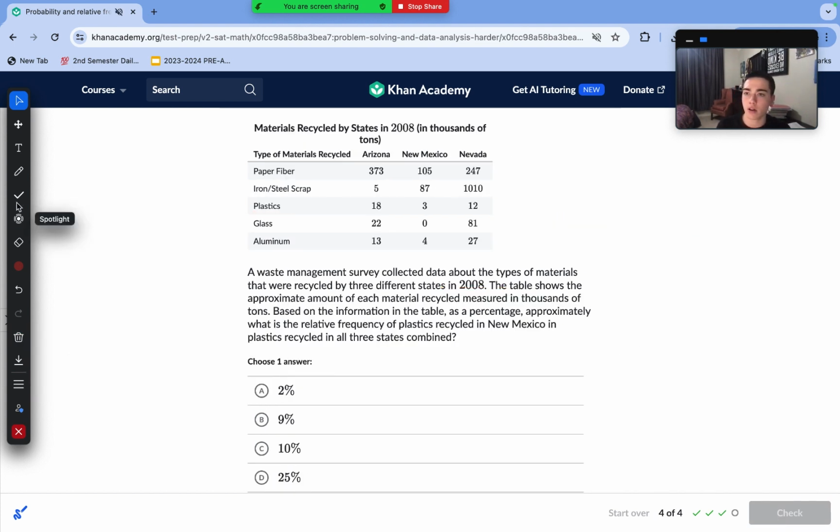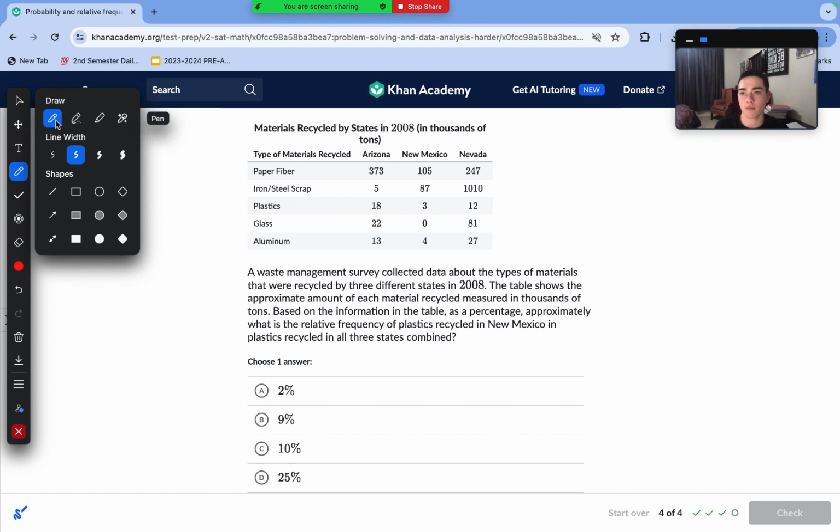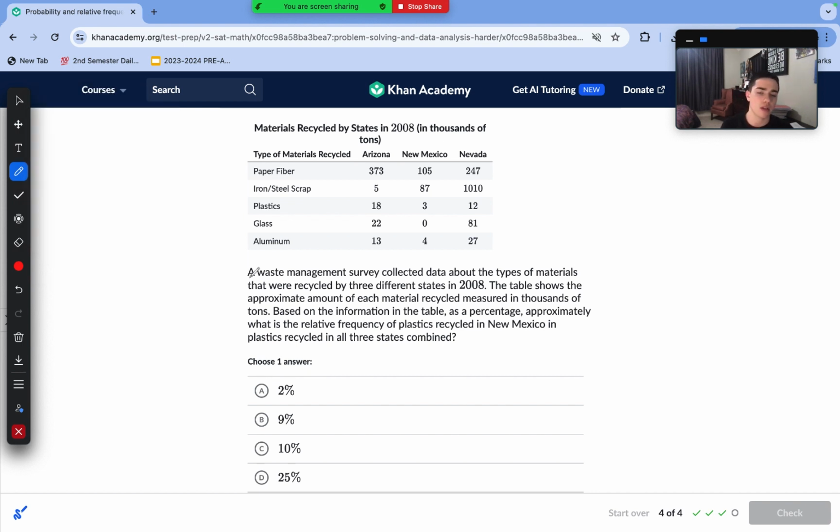A waste management survey collected data about the types of materials that were recycled by 3 different states in 2008. The table shows the approximate amount of each material recycled, measured in thousands of tons. Based on the information, as a percentage, approximately what is the relative frequency of plastics recycled in New Mexico in plastics recycled in all 3 states combined?